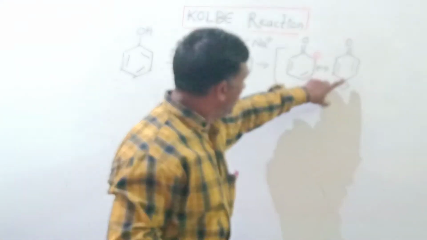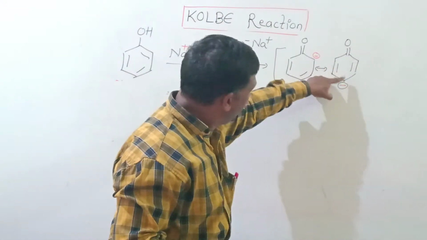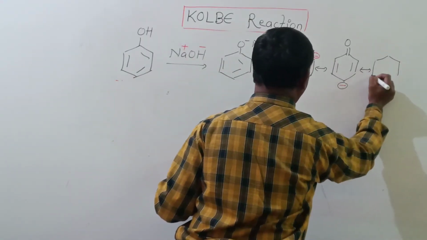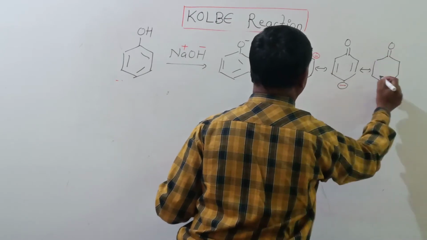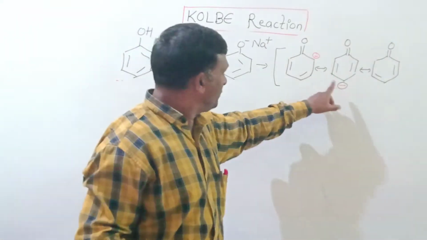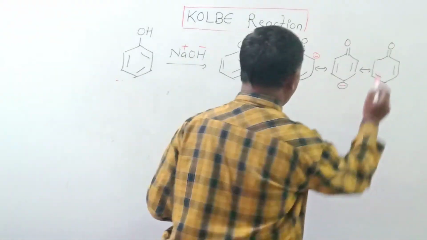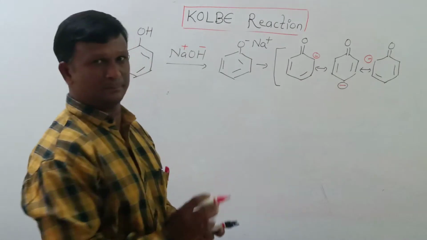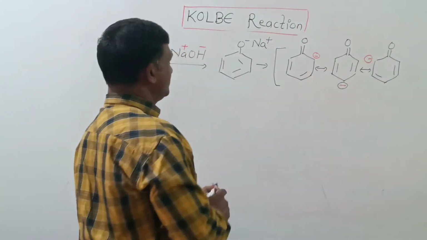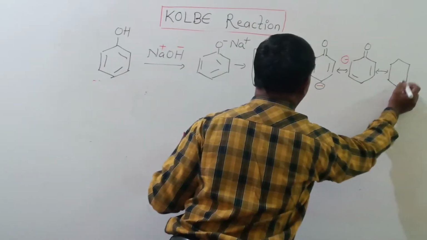Again, to satisfy the valency of this carbon, this double bond will shift from this position to this position. So here we get one more resonating structure, like this. That means here will be the bond formation between this carbon and this carbon. So this electron density now will be available at this position. Again, to satisfy the valency of this carbon, this structure will have a resonance with this structure.